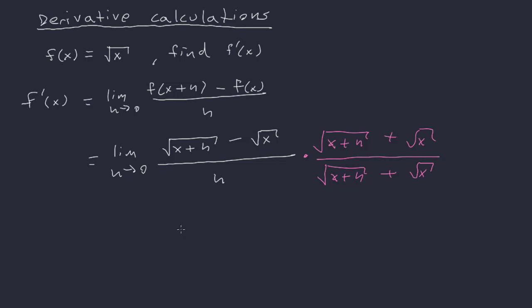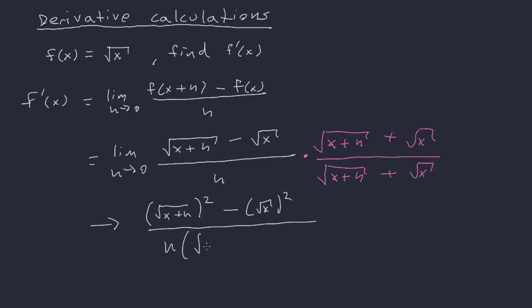Okay, so when we do that, remember the beautiful thing about this is this becomes a difference of squares. So this will be the square root of x plus h all squared minus the square root of x squared. And then I'm not going to mess with the bottom. I'm going to leave the bottom the way it is.